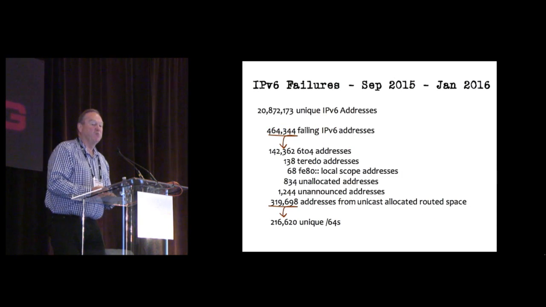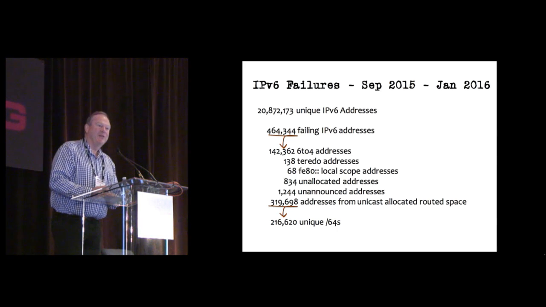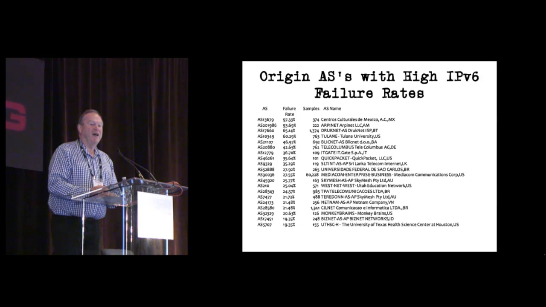Of the rest of the failures, what we see is 138 folks still use Teredo. Congratulations. Bad ideas never die, do they? They just never, ever, ever die. There's still some stalwarts thinking that link-local means global. Good on you. 834 folk aren't routing the address they think they have. Well, that's never going to work, is it? And 1,244 aren't being announced in the routing system. If you want to see packets, you've got to announce them in routing. And of the rest, around 216,000 /64s comprise these failures.